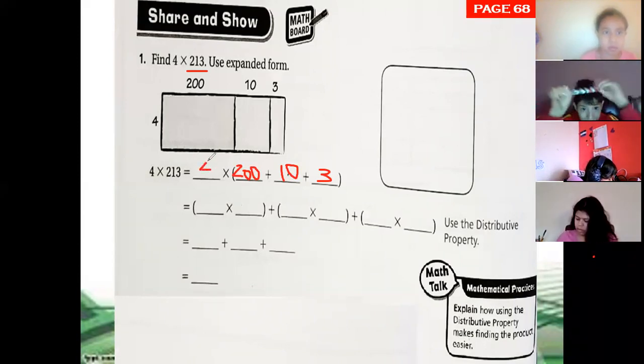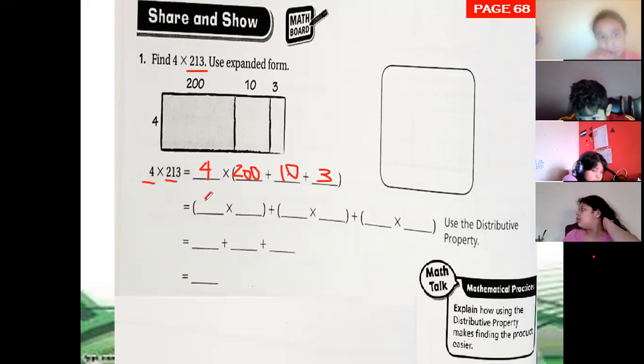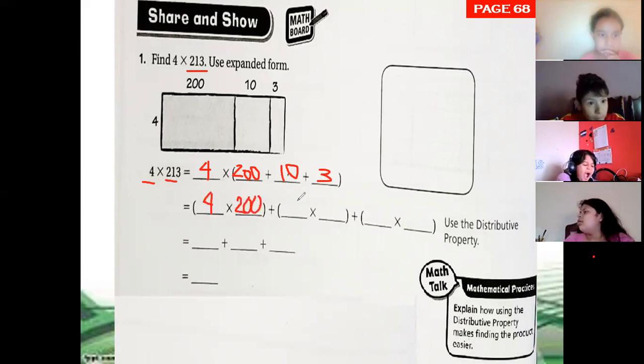The 4, exactly. The 4 is 4 times, and then parentheses, the expanded form of 213. Now, each multiplication: 4 times 200, 4 times 10, and 4 times 3.